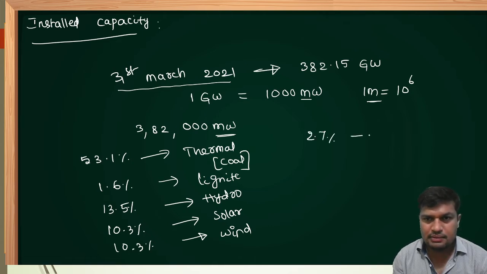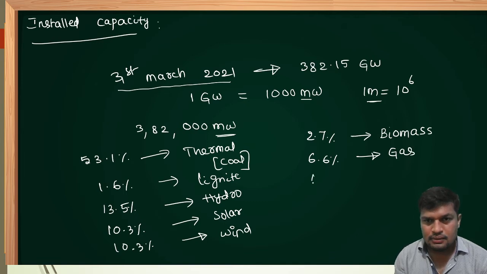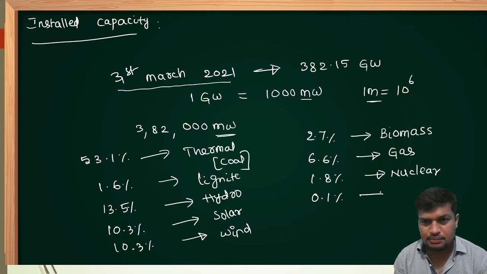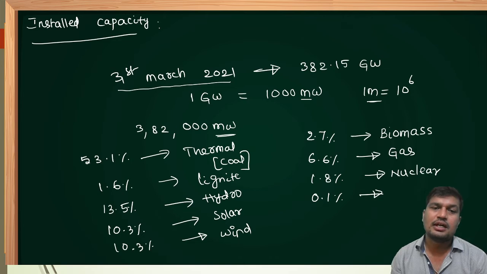2.7% of electrical power we are generating from biomass. 6.6% from gas power plants. 1.8% from nuclear power plants. 0.1% of electrical power, that is 3,82,000 megawatts. It is a total installed capacity.